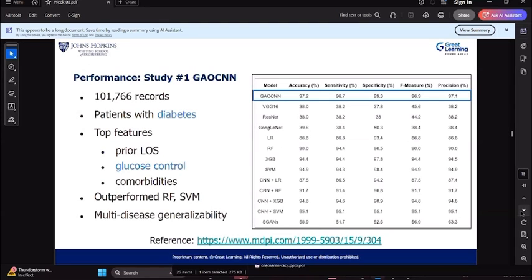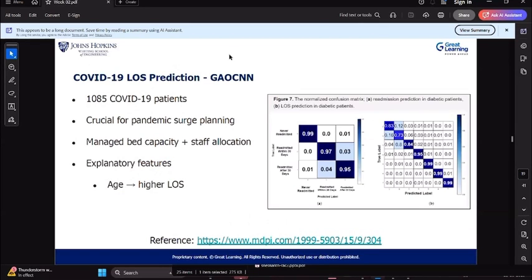Okay, if you look at the performance of the Gauss-CNN model, this is one of the industry examples that I shared with you. This model can predict multi-disease generalizability, right? Some of the top features that the model considers are age, glucose control, and comorbidities. And when you talk about these kinds of models, usually the compliance teams have to prove it along with suitable proof. That is very important when training your model.